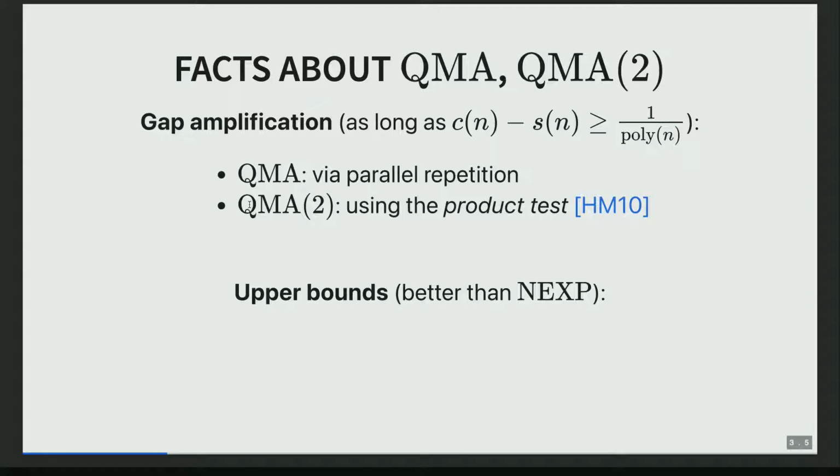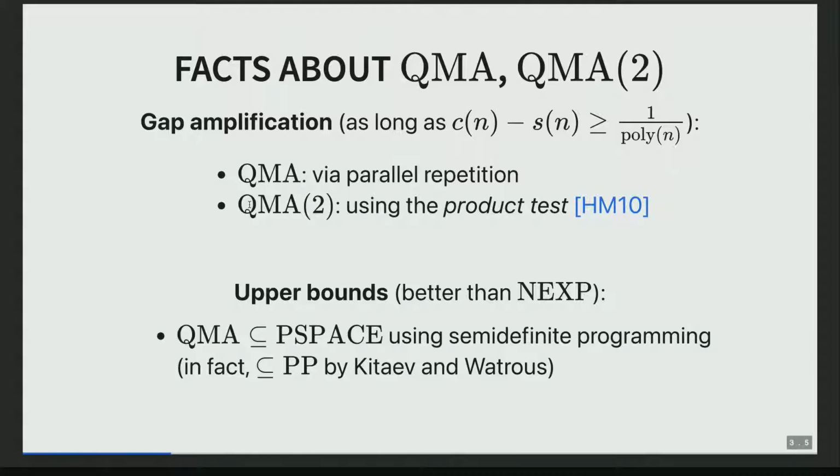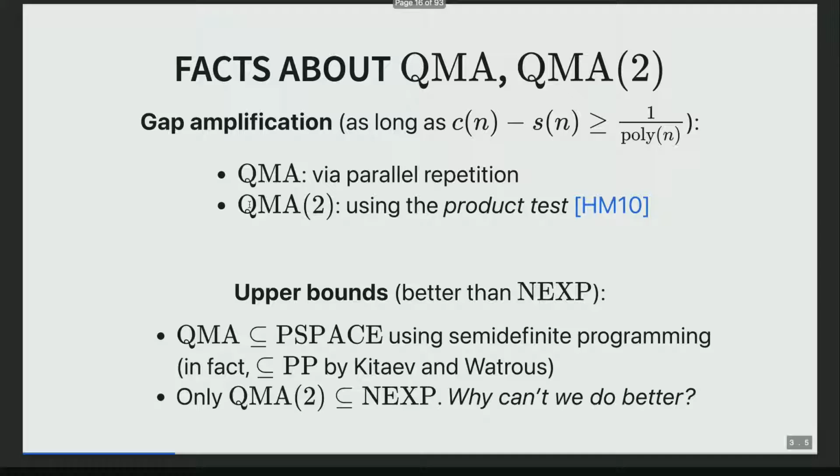For QMA, you can do better. You can in fact put it in PSPACE using a semidefinite program. And in fact, even tighter bounds are known, PP and A0PP. But for QMA2, we actually don't know any stronger upper bound.